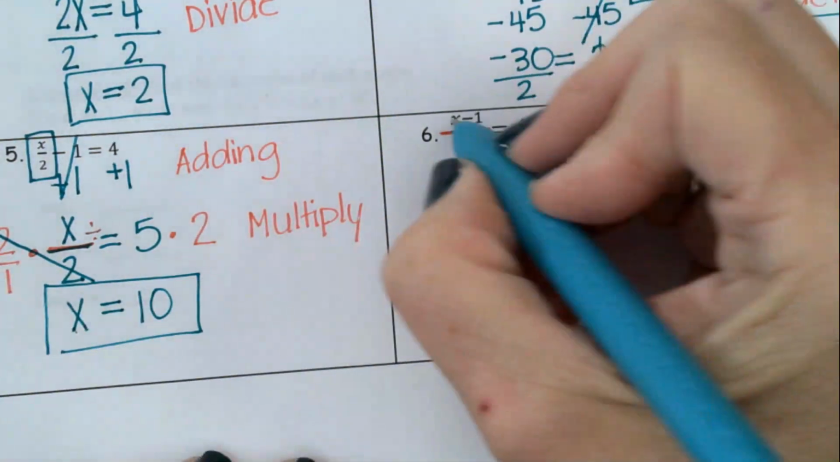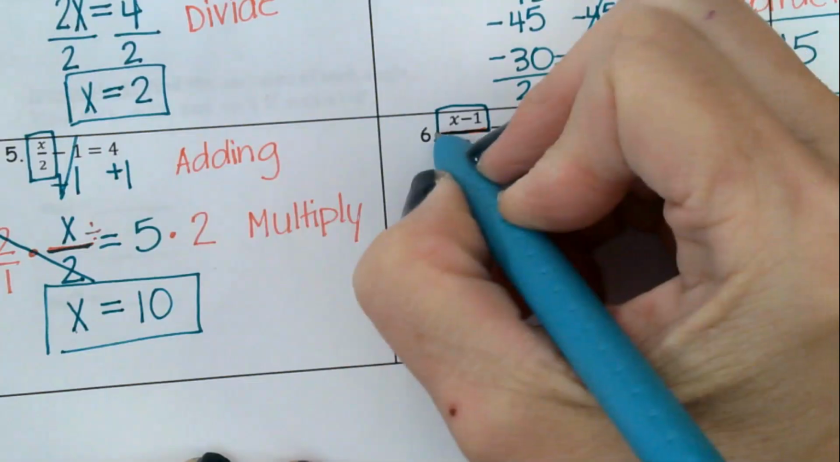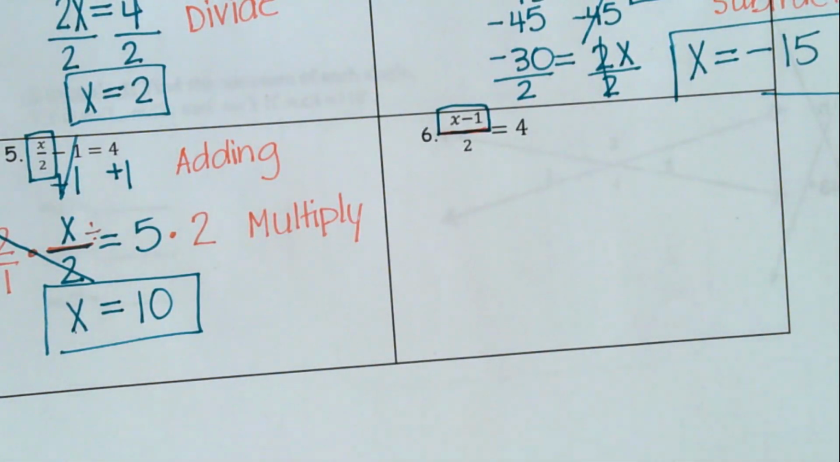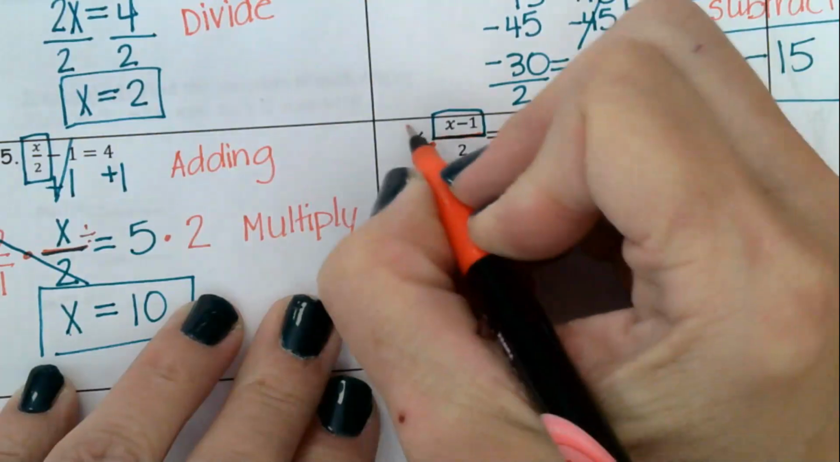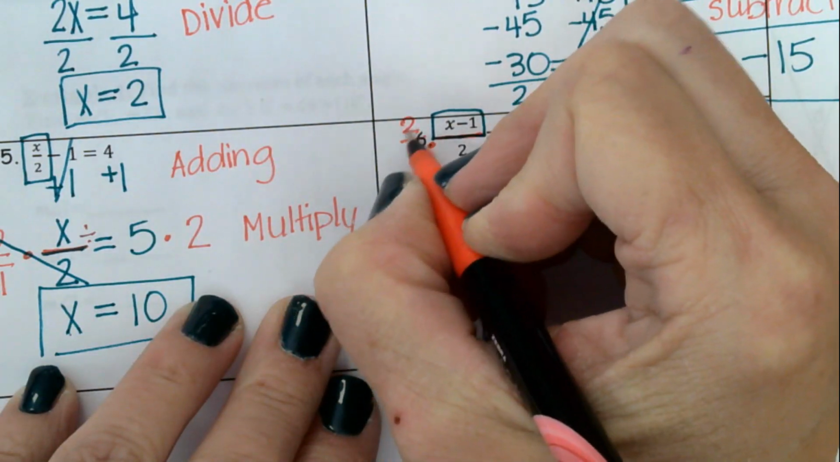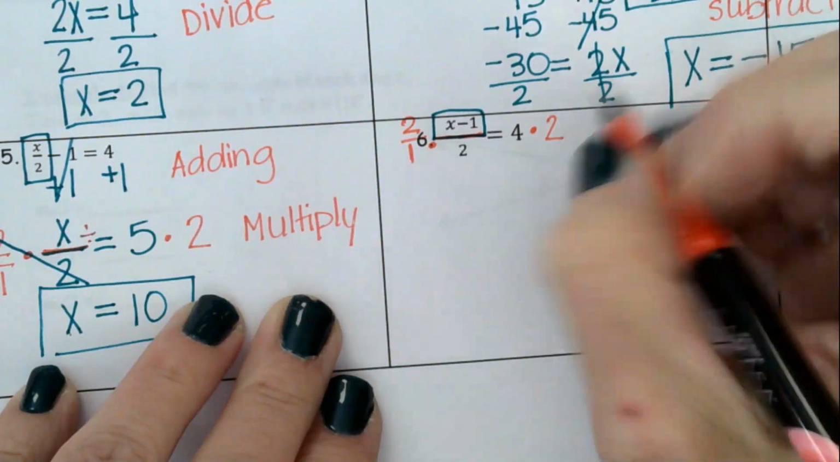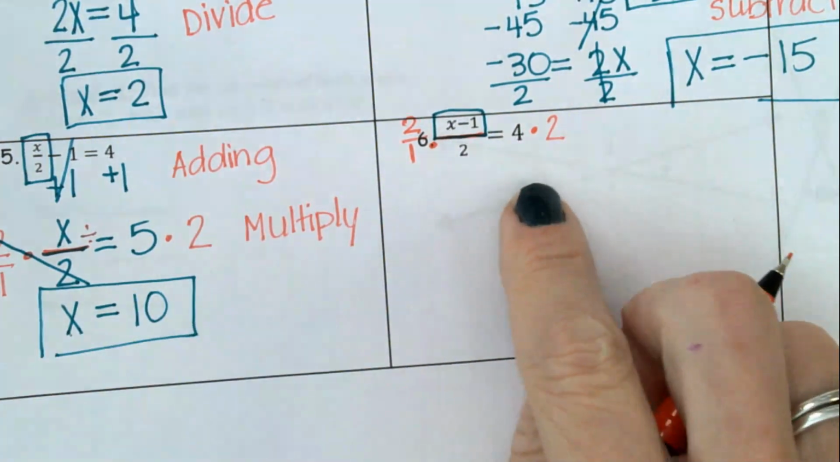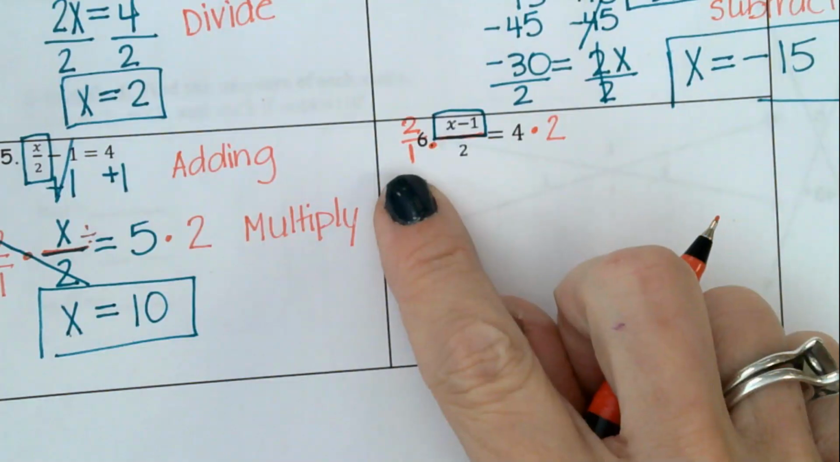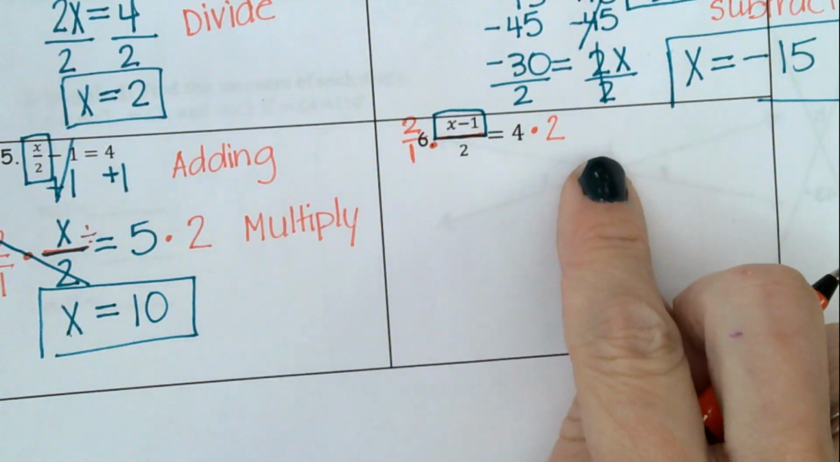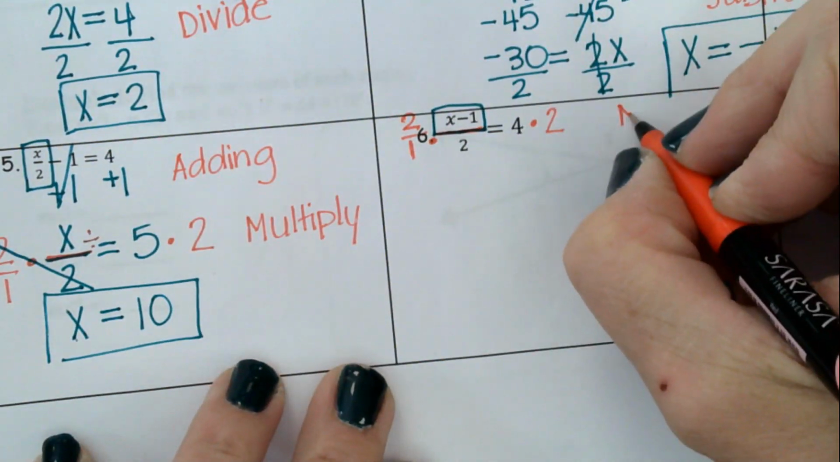Put a fence around that x. You can't do anything with that yet. You actually have to get rid of your 2 first. What is the opposite of dividing by 2? Okay, so we can multiply by 2 on both sides. I have seen some students recently, they'll do it correct over here, and then on this side, they'll forget to do it on the other side. Write the word multiply out to the side.